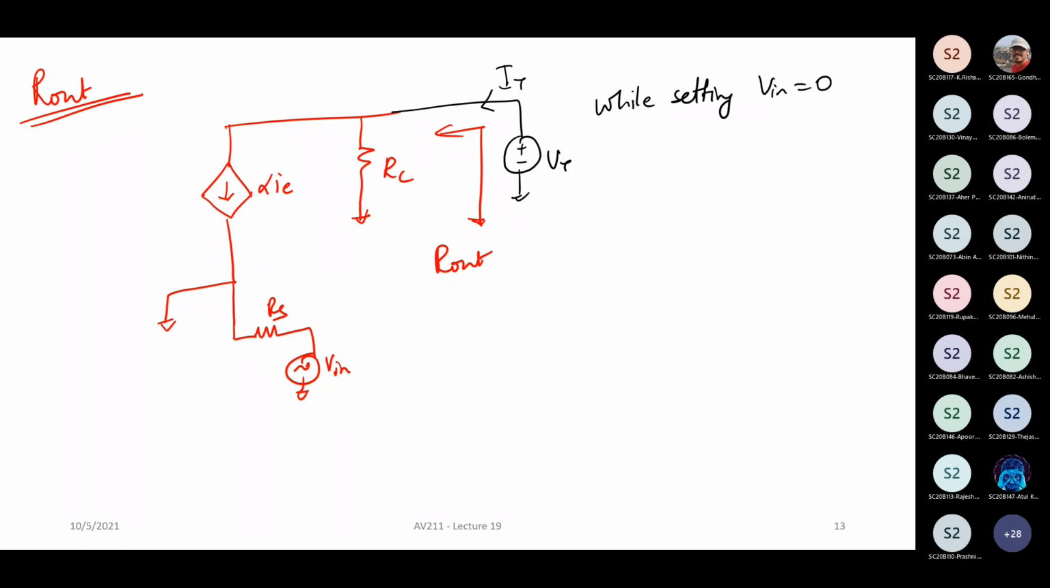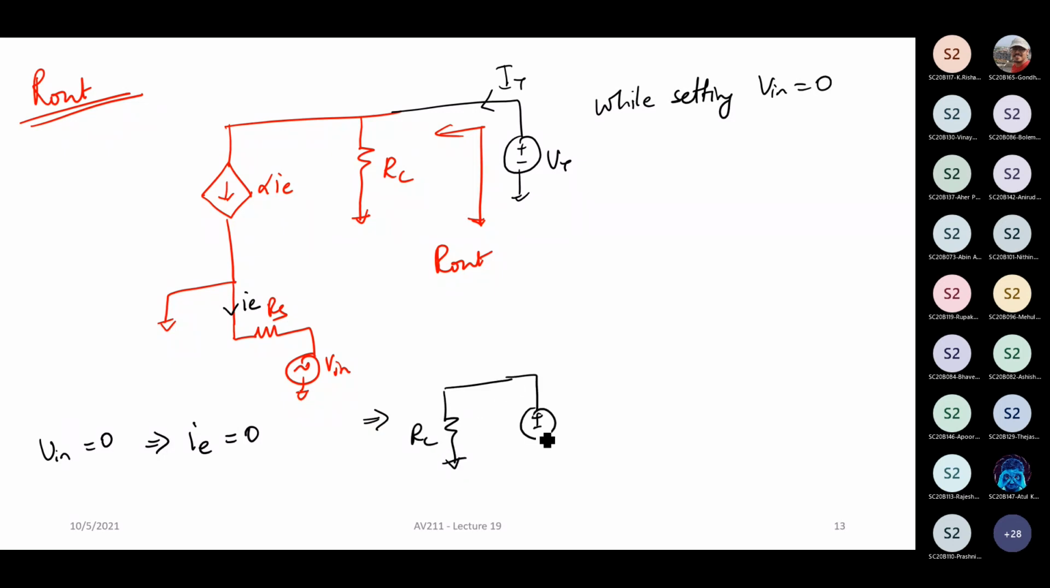Vin to 0. So if you set Vin to 0, what happens? So IE is defined as this one. So when Vin is 0, it means that small IE becomes 0, right? And anyway, alpha times IE also becomes 0, which means it becomes an open circuit, and all you're left with is what?